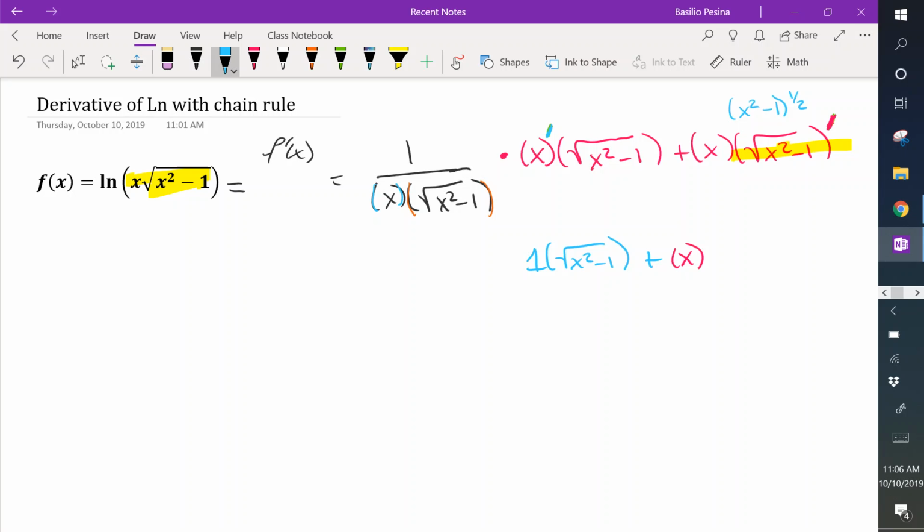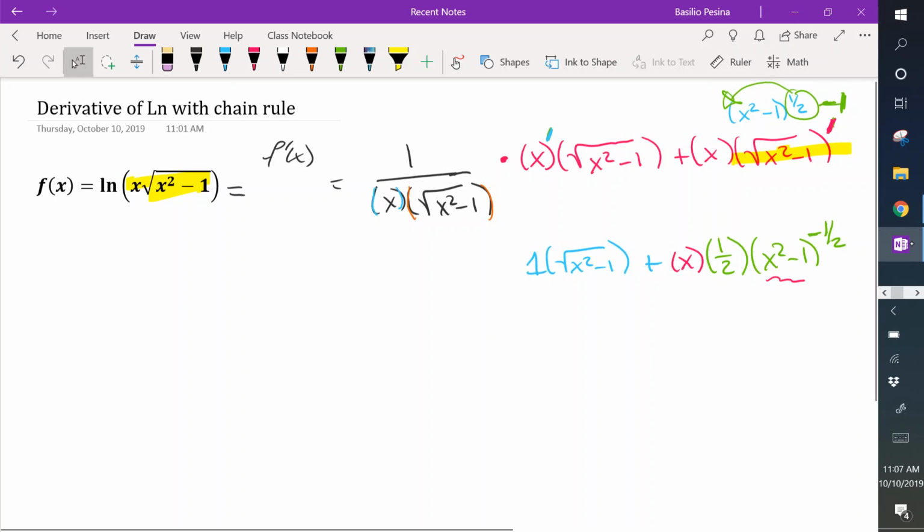That's going to use the power rule, so that's going to be bringing this exponent to the front and then subtracting 1. So that should give me 1/2. The insides stay the same, x squared minus 1, and then by subtracting this 1 right here, I get negative 1/2. Then I can see that I'm not done yet. I still need to derive the inside right here, and I can see that the derivative of x squared minus 1 is just 2x.